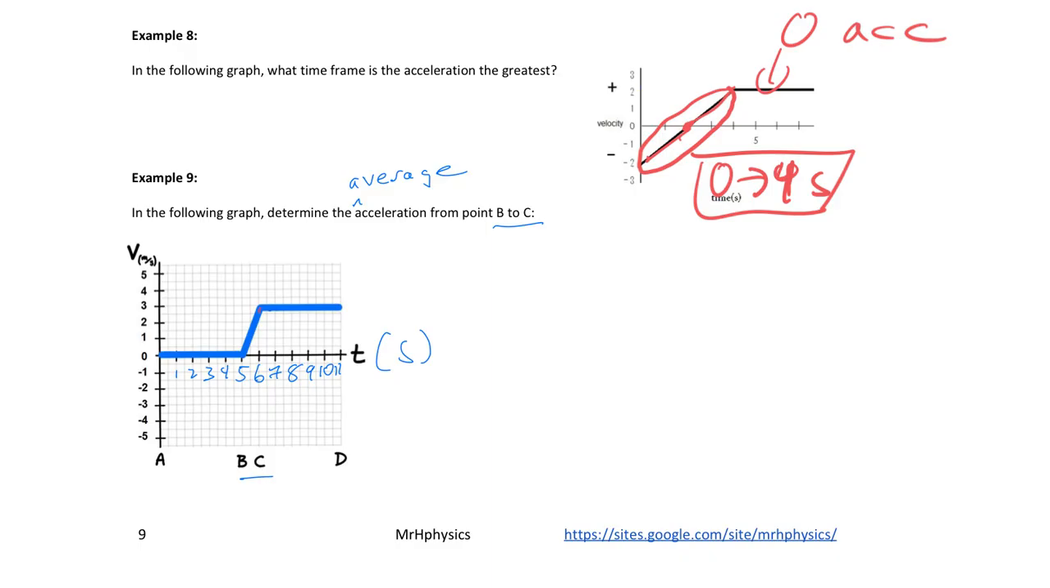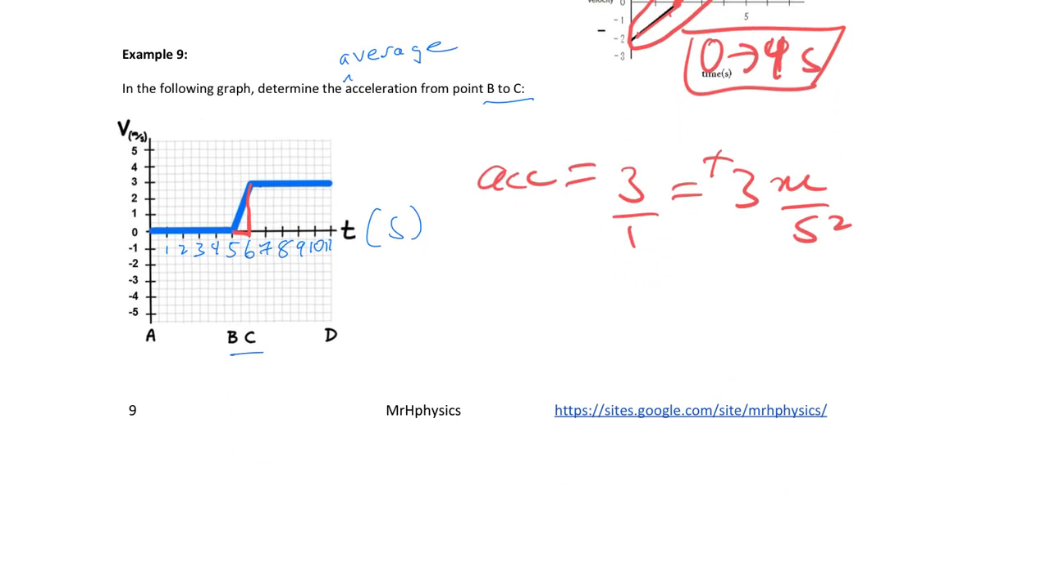Okay, so that would be finding the slope. Acceleration equals the rise 3 over the run. And going uphill, so it's positive acceleration.